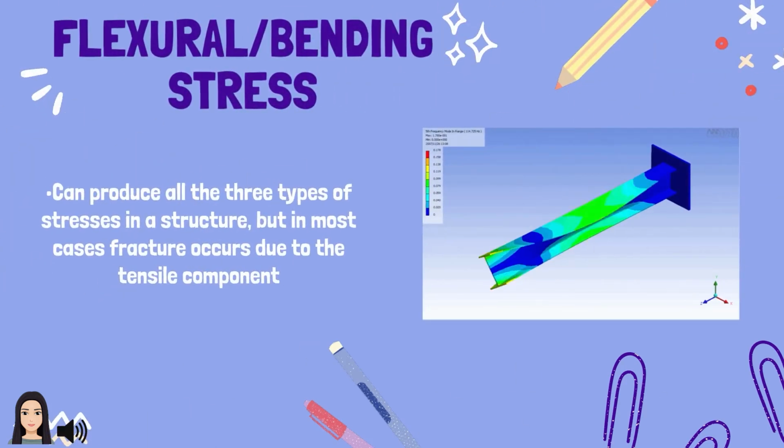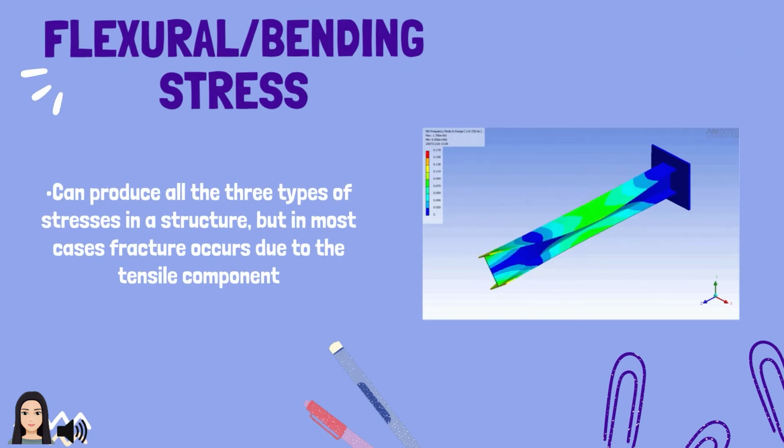The last one is flexural or bending stress, and this can produce all three types of stresses in a structure, but in most cases, fracture or breakage occurs due to the tensile component of the object.